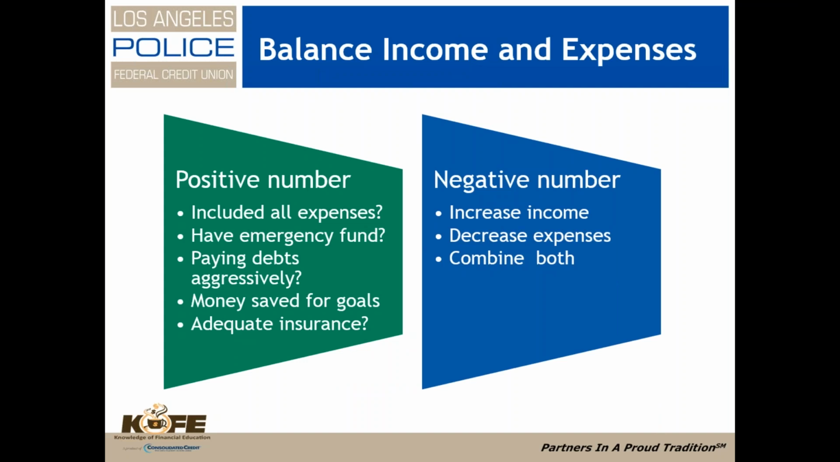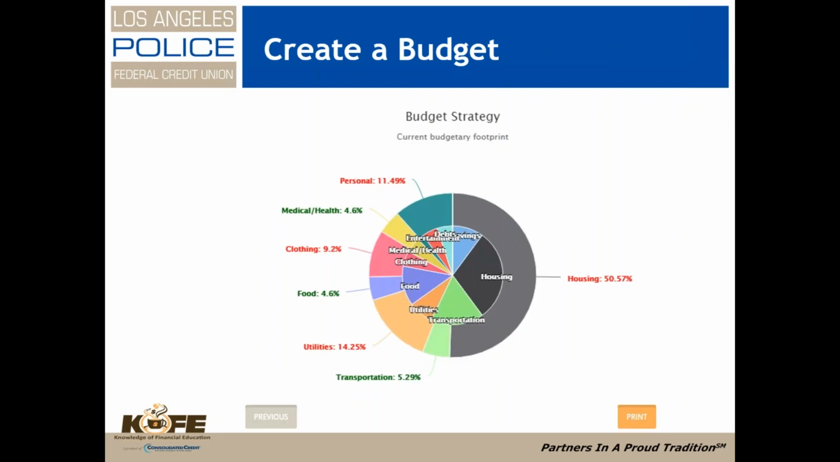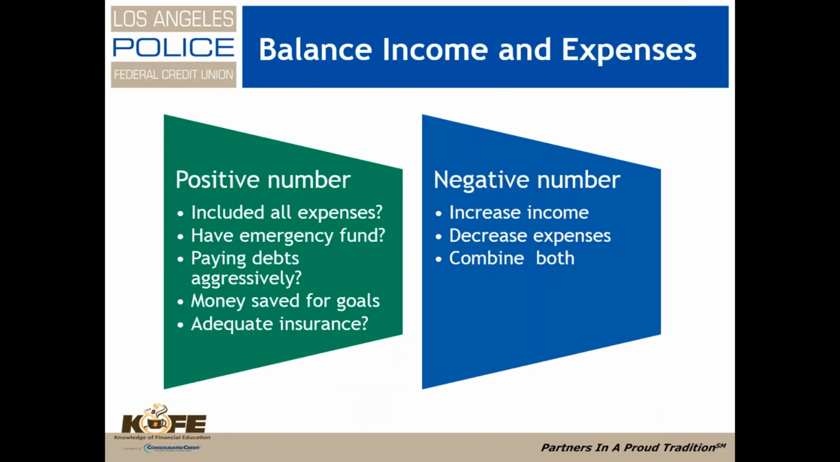Basically the slide that we just finished said if you were to simply subtract your expenses from your income, you're going to come up with a number. And you're looking at a couple of things. If the result is a positive number, first thing I want you to do is to double check your information to ensure you haven't left anything out. So, for example, did you incorporate an emergency fund? We'll talk about that in just a moment. Do you have money saved for future goals?